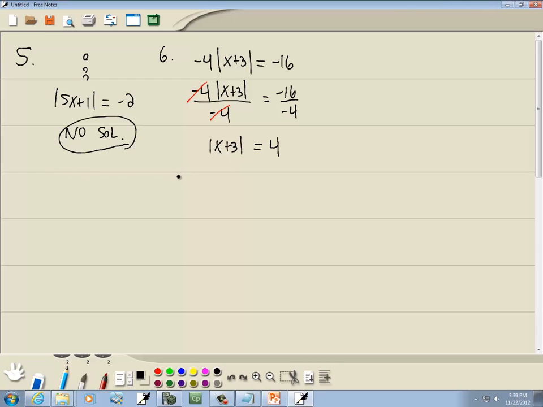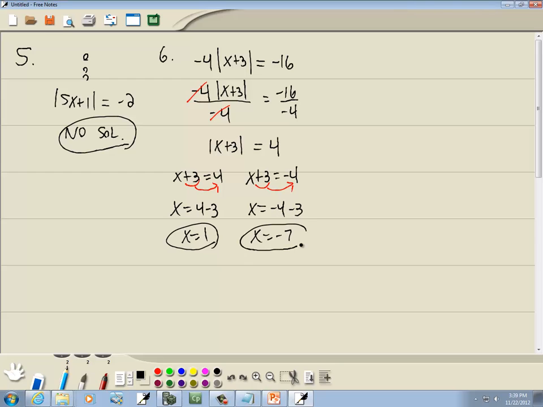And now we can apply our formula, our rule. Drop the absolute value, set it equal to positive the other side, drop the absolute value, and set it equal to negative the other side. Here I'm going to take 3 over. I'll take 3 over here also. So we got x is equal to 4 minus 3, or x is equal to 1. And here we got negative 4 minus 3, which is negative 7. And those are our answers.